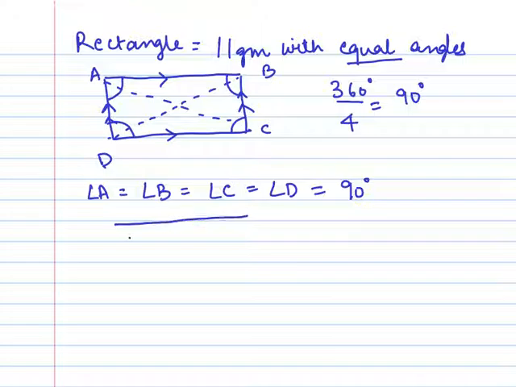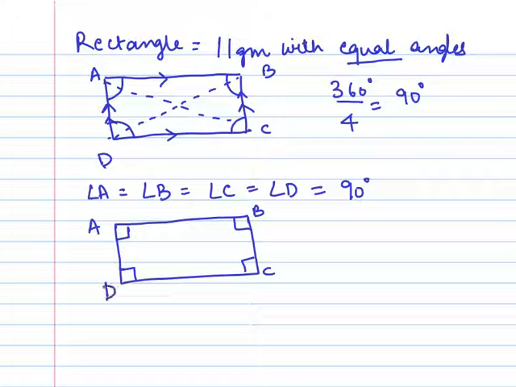So this is a rectangle. We draw it like this because all the four interior angles of a rectangle are 90 degrees. Now this is a rectangle. One more property is that the diagonals of a rectangle are of equal length. Why? We will see. We will draw the diagonals first.